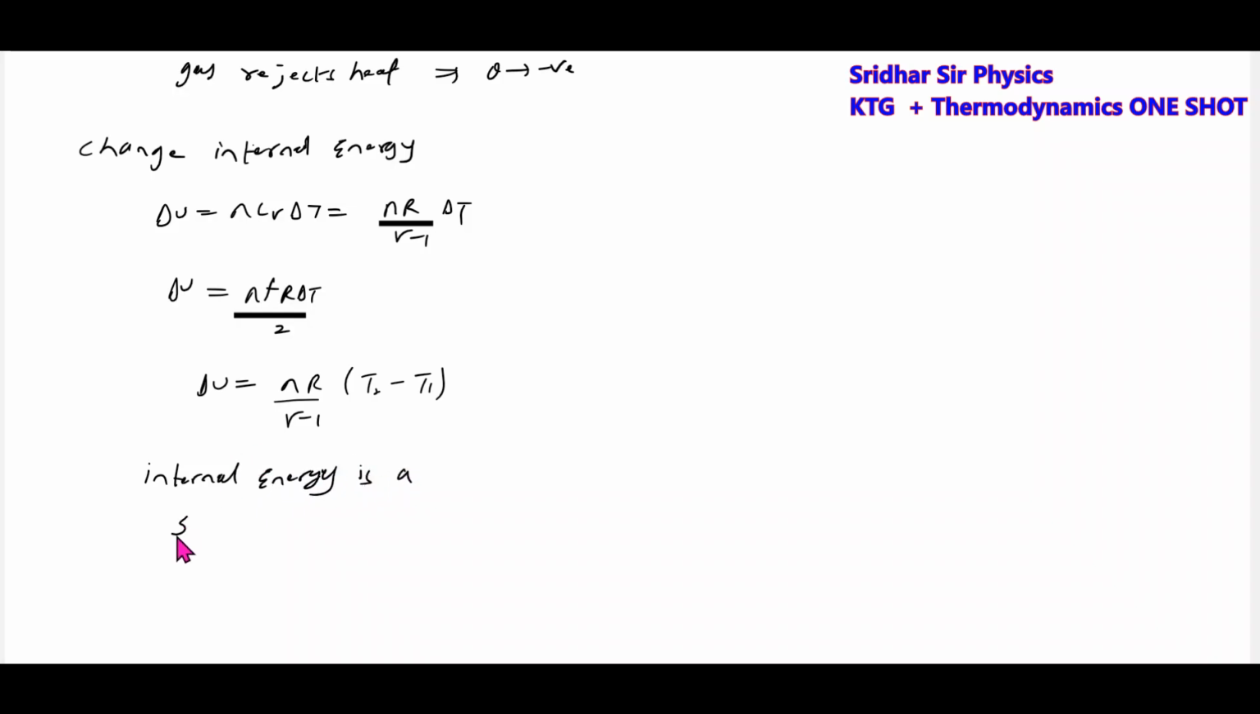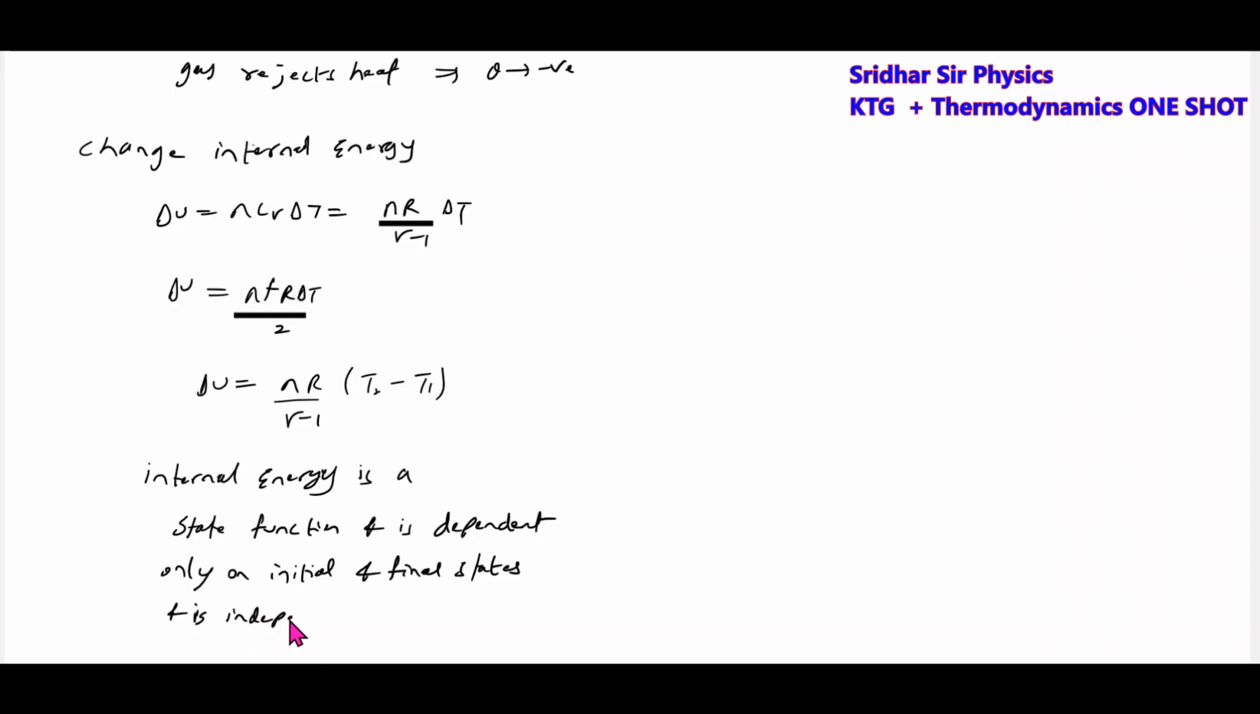Internal energy is a state function and is dependent on only the initial and final states, independent of path. This is about internal energy, what you should remember. These are the formulas. In any process, you can use this formula, nCv delta T only.